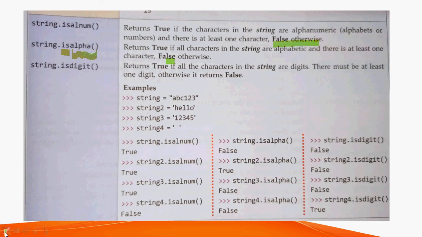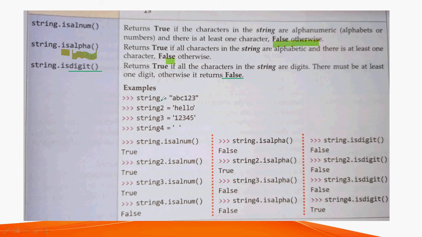Now let us talk about the third one. The third one is isdigit. This function returns true if all the characters in the string are digits, numbers, 0 to 9. If there are other characters, special characters or alphabets, then it will return false. So here we can see the example. A very detailed example is there.